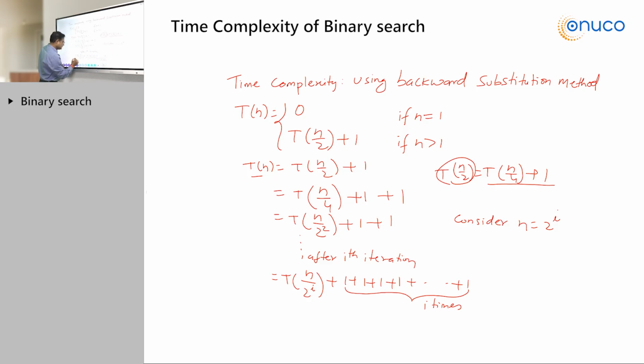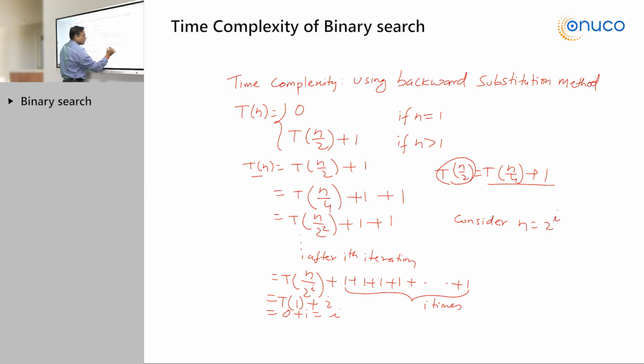Done? n divided by 2 power i, both are equal. Hence, this value is T of 1 plus 1 plus 1 plus 1. If you add 1 plus 1 plus 1 five times, it is 5. So, if you add 1 i times, it is i. Right? And T of 1, if n is 1, time complexity is 0. So, this is 0 plus i, equal to i. Now, do we have i in this term? We don't have i here. So, what will happen basically? We are going to find i, because i is not part of the problem.